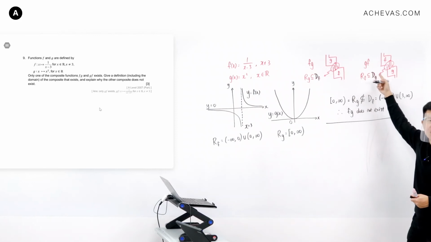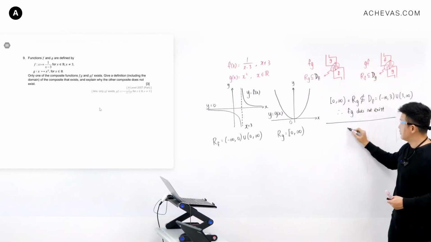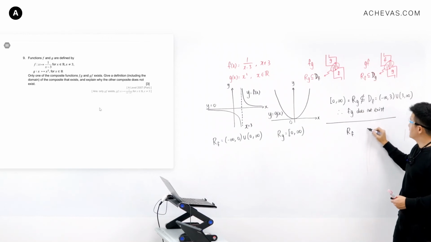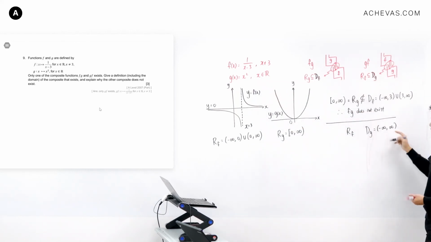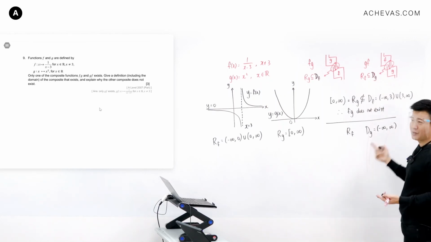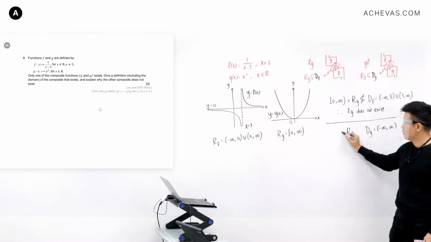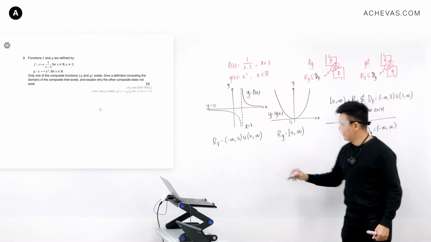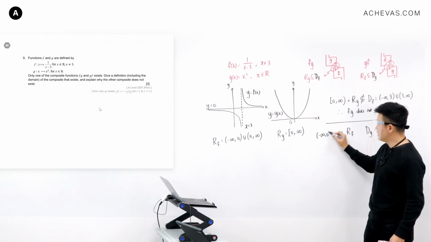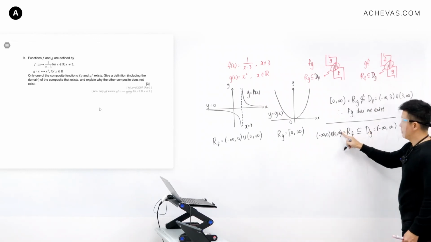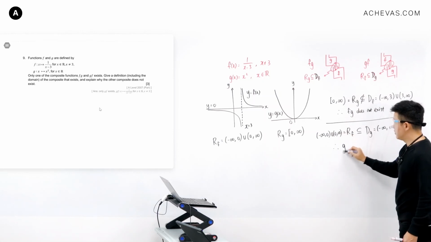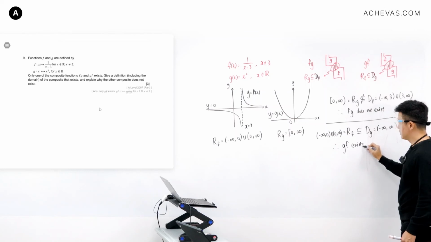Let me check whether gf exists. To check whether gf exists, I'm going to be checking the range of f versus the domain of g. The domain of g was given to me as all real numbers. So definitely all real numbers can accept everything. But let's still do a check. I need to give the numerical proof. The range of f is from minus infinity to 0 or from 0 to infinity. So the range of f is this, and I can see that this is a subset. So therefore, I can say that the composite function gf exists.